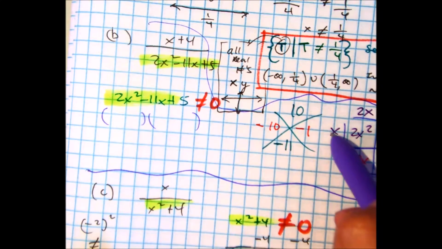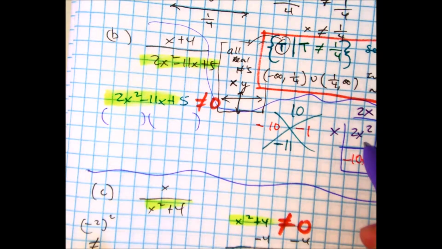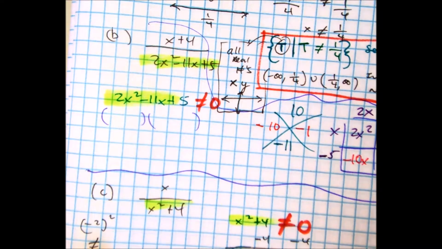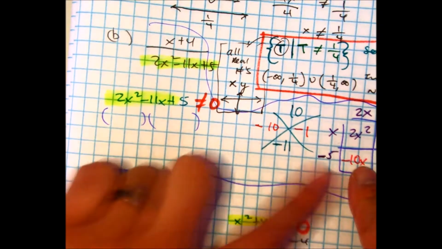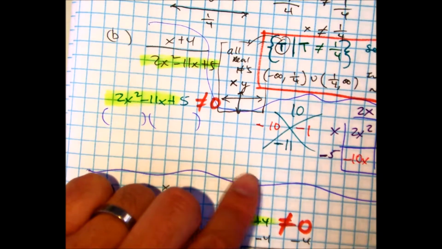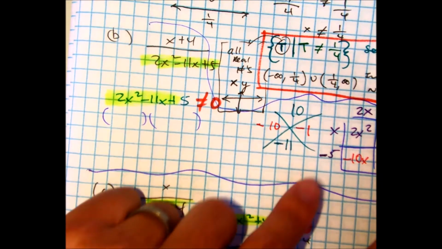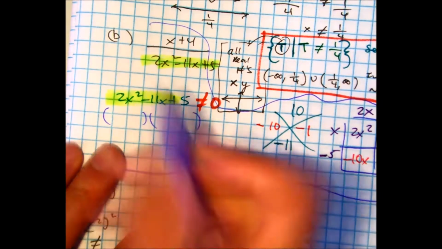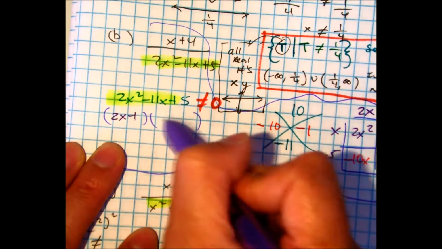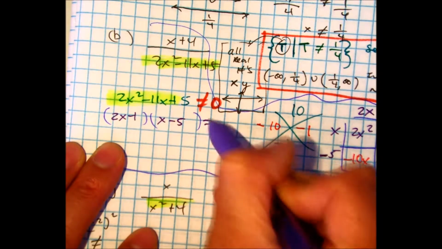Remember, if you don't know, x times 2x gives you 2x squared. Yes? 2x times something equals negative 10x. Negative 5. Right? Multiply those, get it? And then over here, greatest common factor is negative 1. Negative 1 times x, negative 1x. Negative 1 times negative 5 gives you positive 5. So my answer in factored form is 2x minus 1, x minus 5 is not equal to 0.